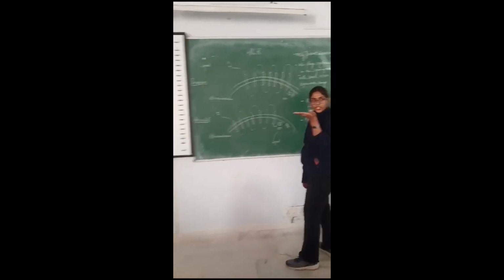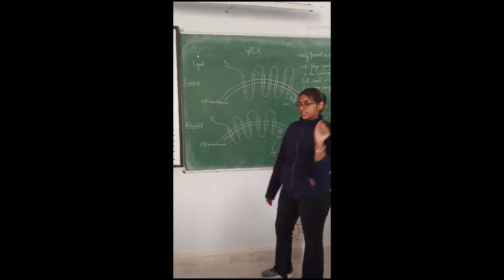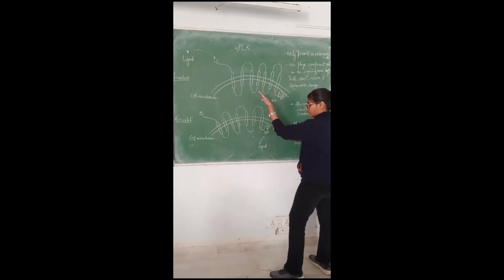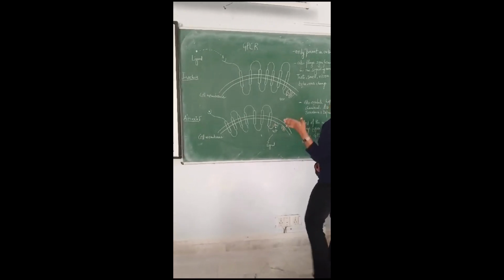And what happens to G protein? G protein breaks into alpha and beta gamma subunits. Then, in activated stage, GDP is converted into GTP. And yes, it breaks into alpha and beta gamma subunits.